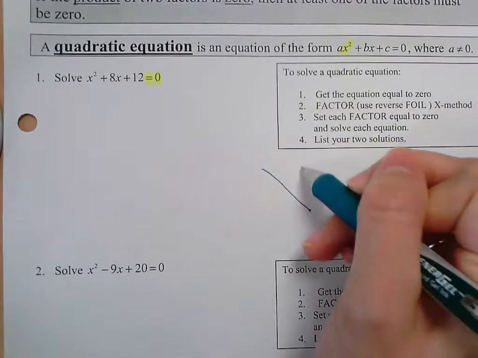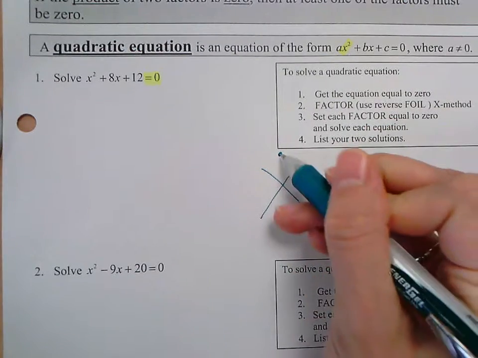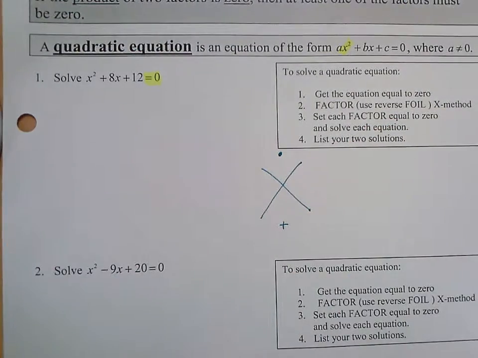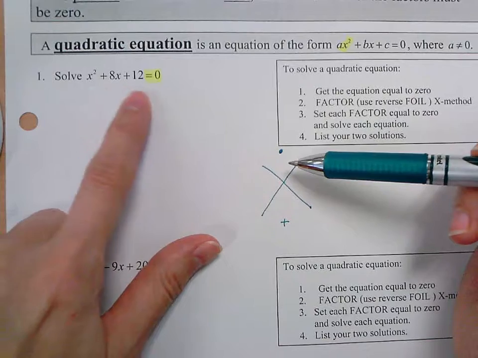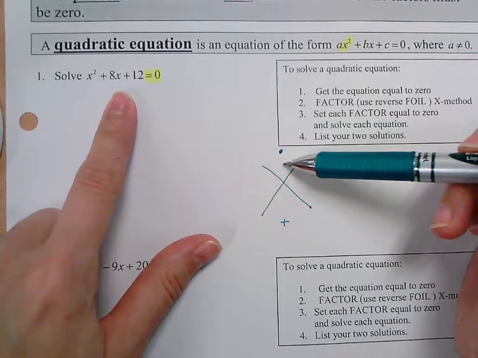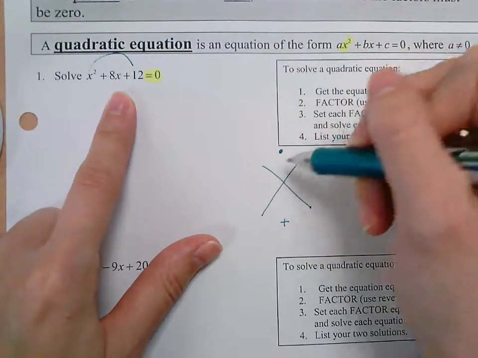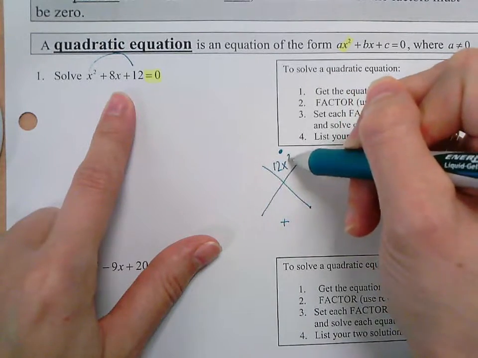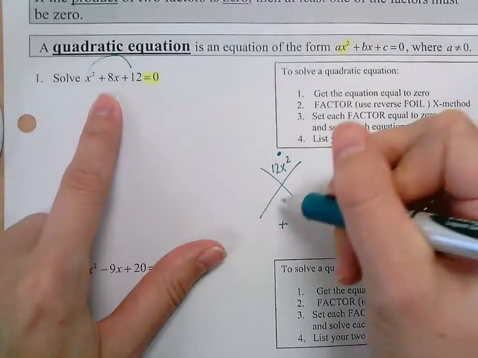So if you make the x, remember on top goes what you're multiplying to, on the bottom is what you're adding to. So from our x squared plus 8x plus 12, what are we multiplying to here on the top? Nadia? 12x squared. You take the x squared times the 12. What are you adding to? The 8x.